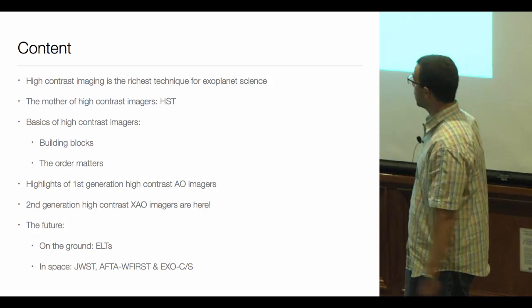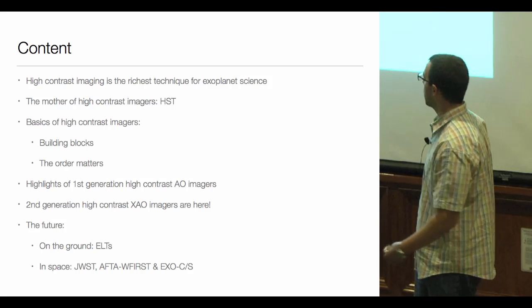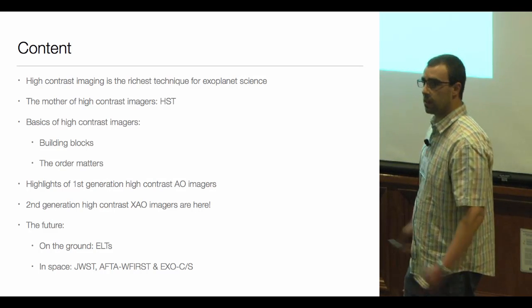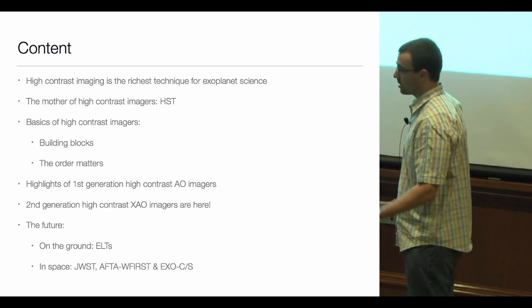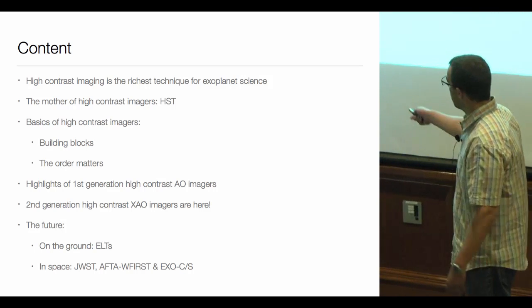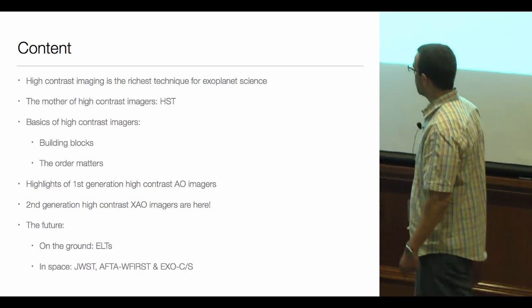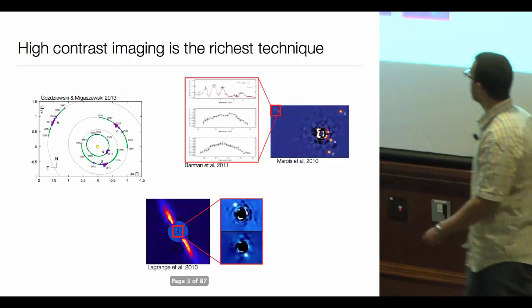Second generation high contrast extreme AO imagers are here today, so all of them have come online over the past few years and very recently in the case of SPHERE. And I'll spend a little bit of time on the future. So let's get started right away.